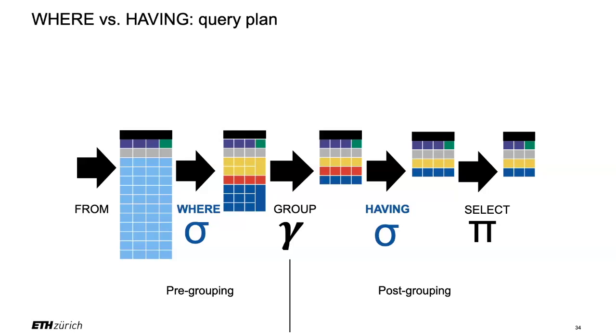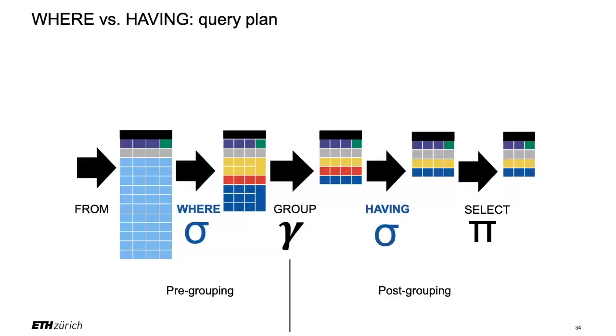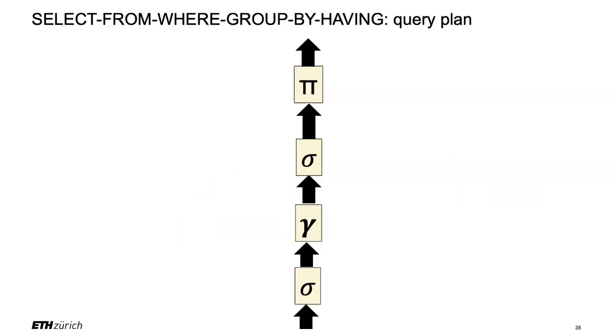All right, so you see the gamma really cuts it in the middle. There is the pre-grouping, what happens before we do the grouping, and what happens after we do the grouping. And then you can build, so this is the flow, and then you can build trees like this. This would be a query plan that you would get with 2 sigmas, one before the gamma and one after the gamma.